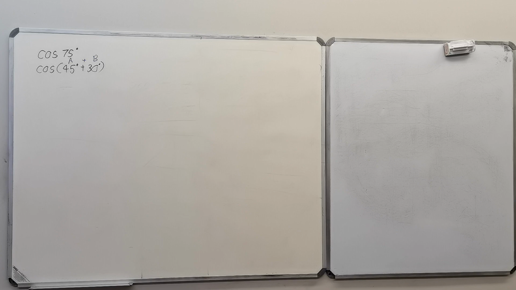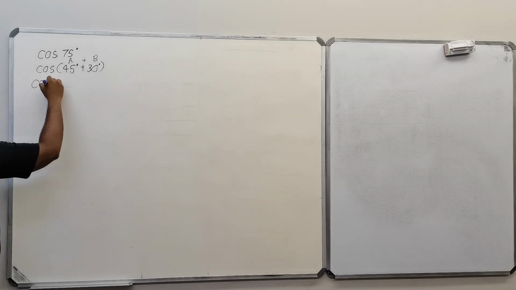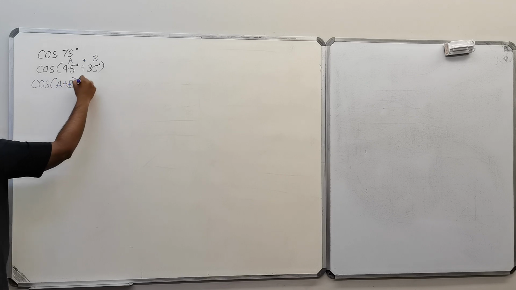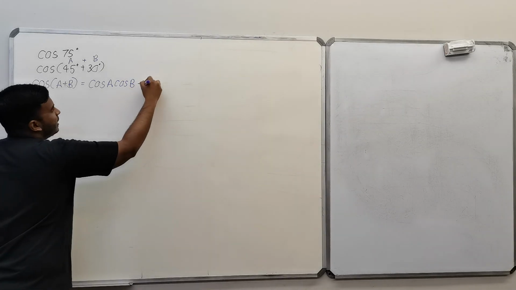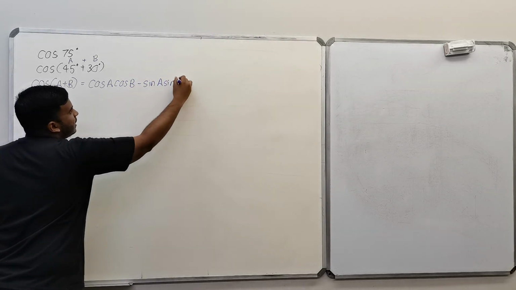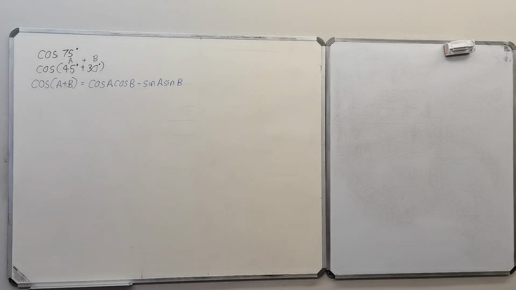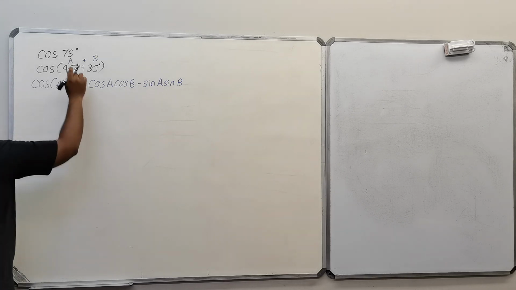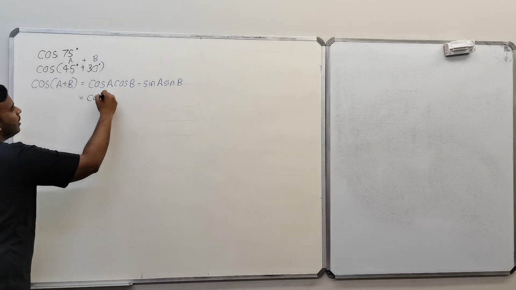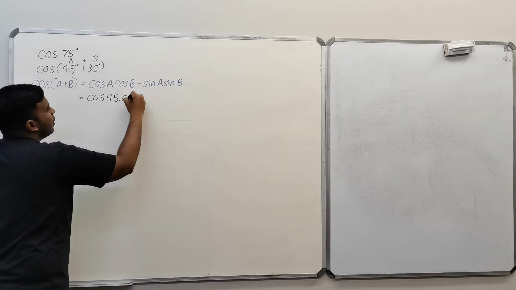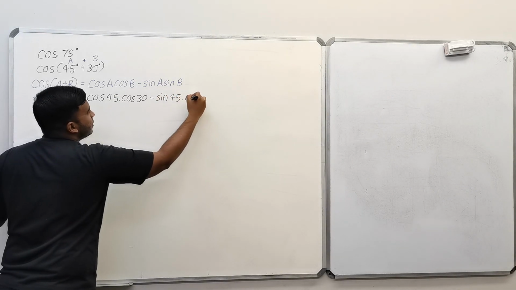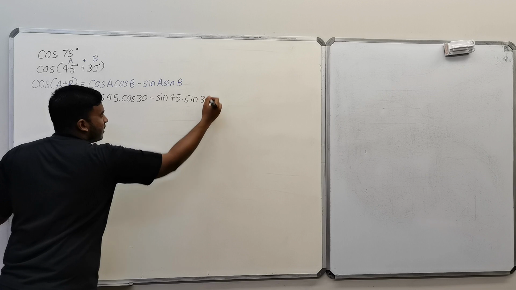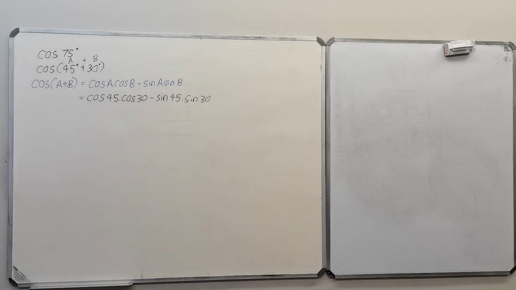Compound angles, right? So the formula would have been cos of A plus B is equal to cos A cos B minus sin A sin B, yes? Okay, so what you would have done here, remember this is the same as that, is cos of 45 times cos of 30 minus sin of 45 times sin of 30. Now you can go to your special angles, your triangles. So what's cos 45?